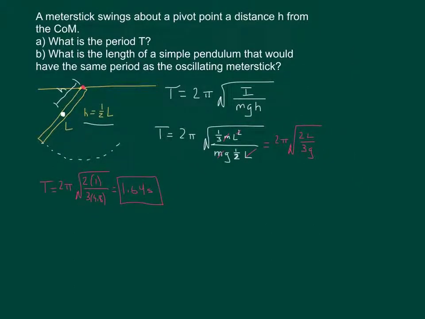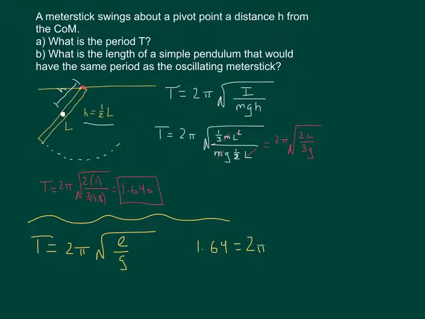For part B, we want the length of a simple pendulum that would have the same period that we just found. So we want to use our simple pendulum formula. For a simple pendulum, we know that our period is going to be 2 pi times the square root of L over g. We want to plug in 1.64 for our period, and we want to solve for L. So 1.64 equals 2 pi times the square root of L over 9.8.